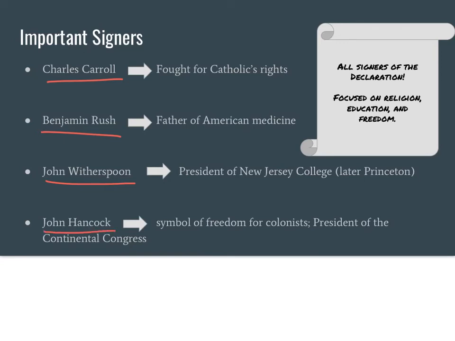John Hancock, being our fourth today, had actually the largest signature on the Declaration of Independence. He said he wanted the king to be able to read his signature without his glasses. And he became a symbol of freedom for the colonists, and he actually was president of the Second Continental Congress.